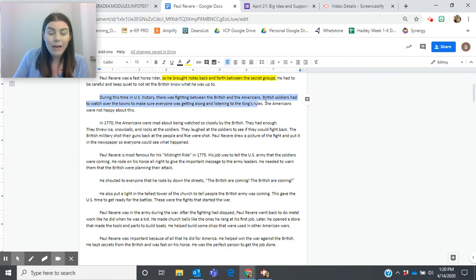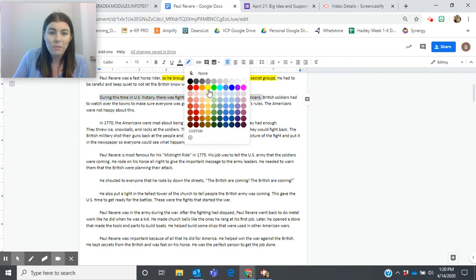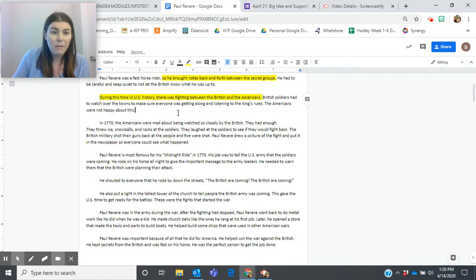Well, I know that if the author hadn't told me that there was fighting between the British and the Americans, the rest of this paragraph might not make a lot of sense. The idea that the British soldiers had come, they were trying to watch everybody, the Americans weren't happy about it. Those two things are supporting the idea that there was fighting between both the British and the Americans.